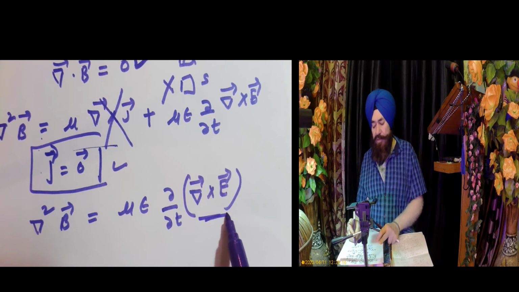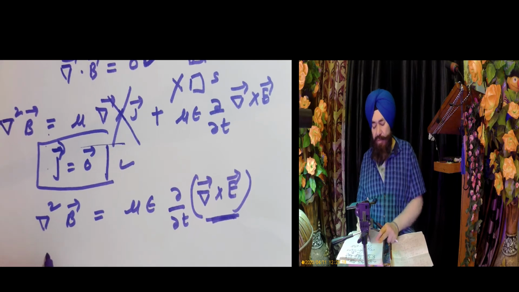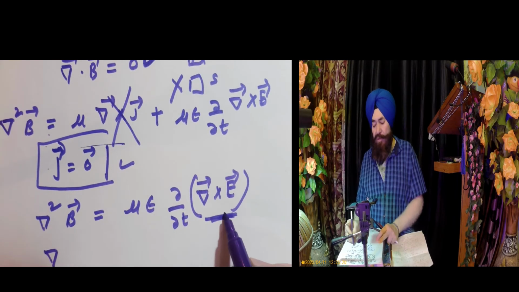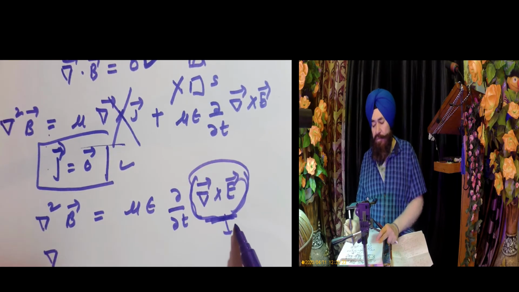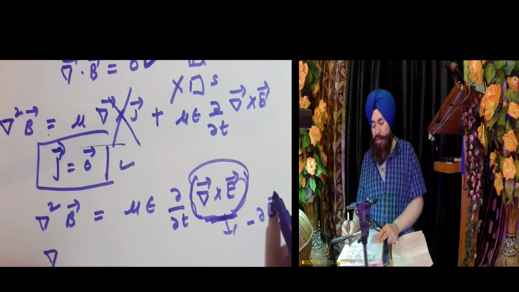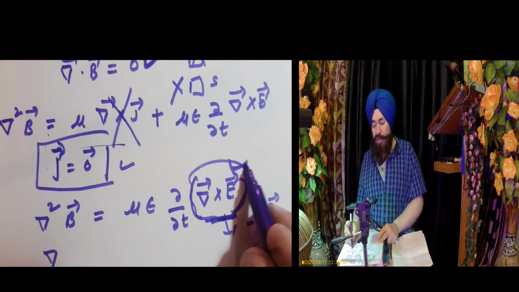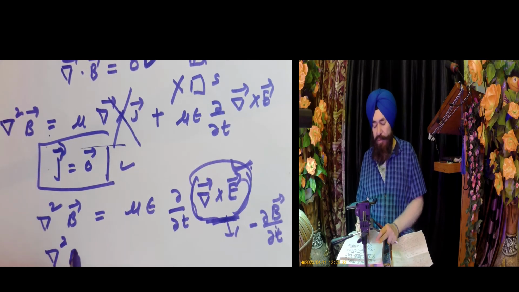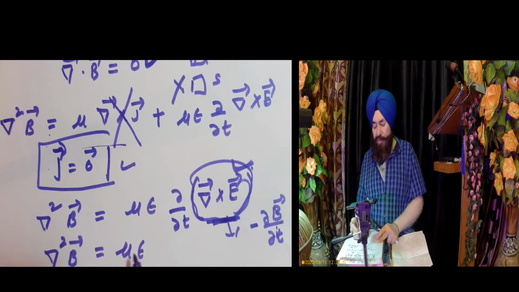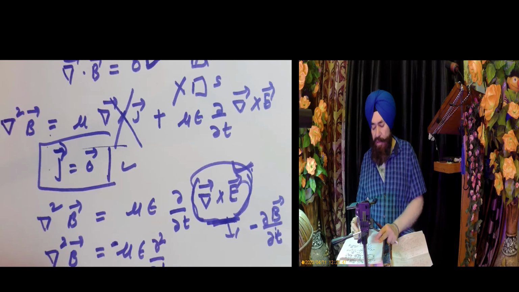You know what is del cross E? Maxwell equation. Del cross E is minus curly B by curly t. Rate of change of magnetic field induces EMF. So del square B vector becomes mu epsilon, with minus sign, curly 2 by curly t square of B vector.